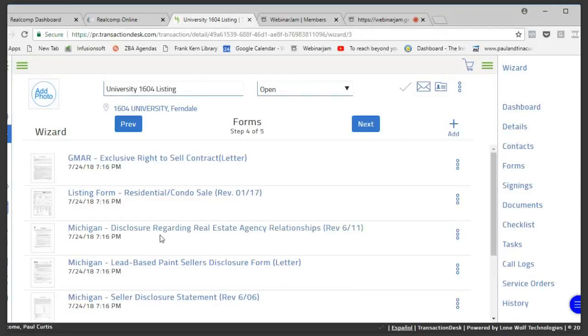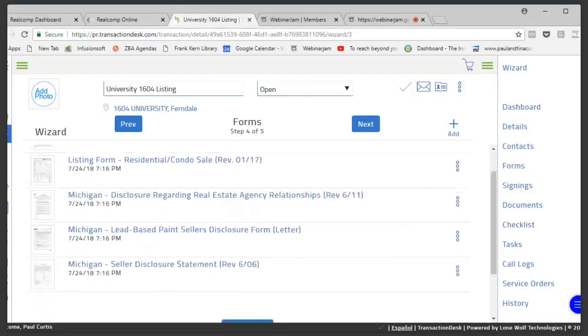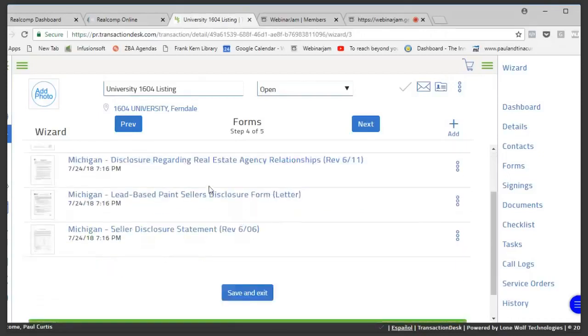Then our disclosure regarding real estate agency relationships. I don't want to make this too long, so we may just kind of glance over it so that I don't have you sleeping. Our Michigan lead-based paint seller's disclosure form, letter size, and then our Michigan seller's disclosure statement. So we've got all the forms.